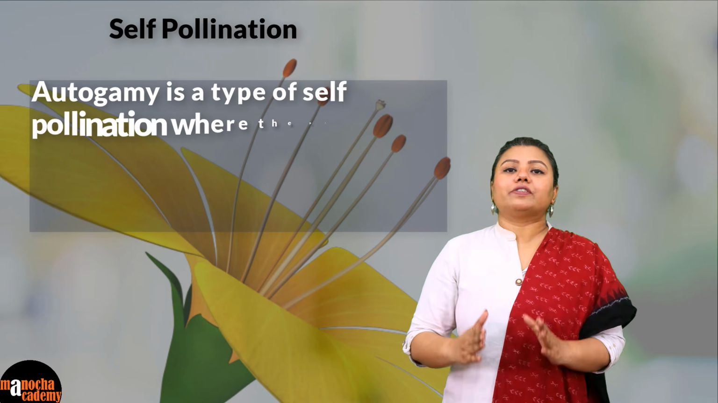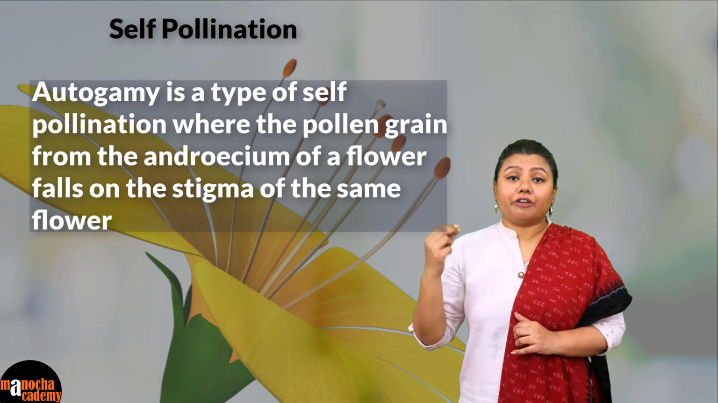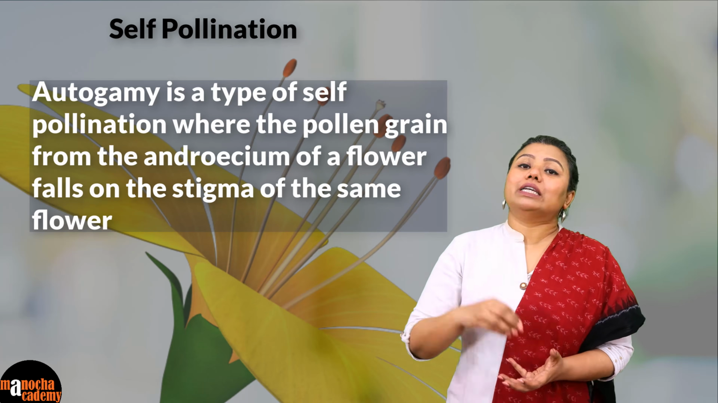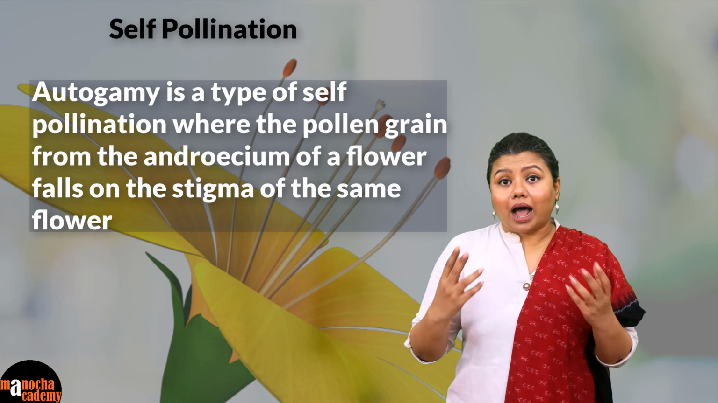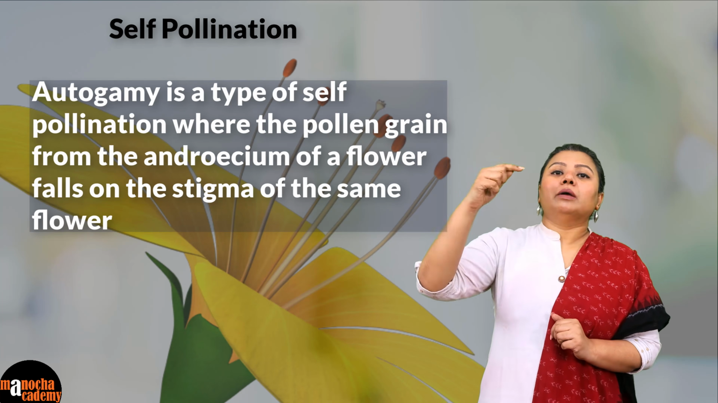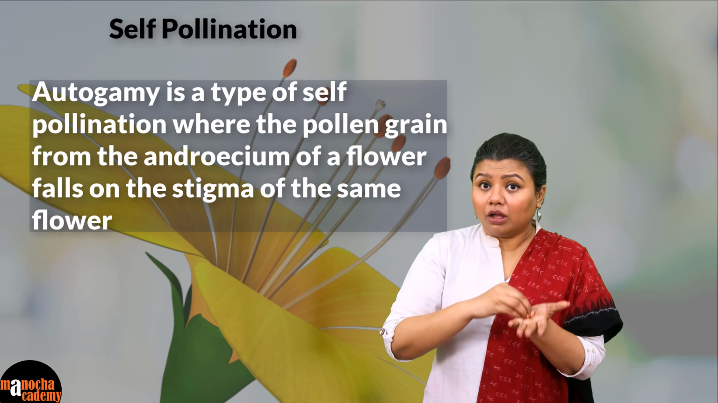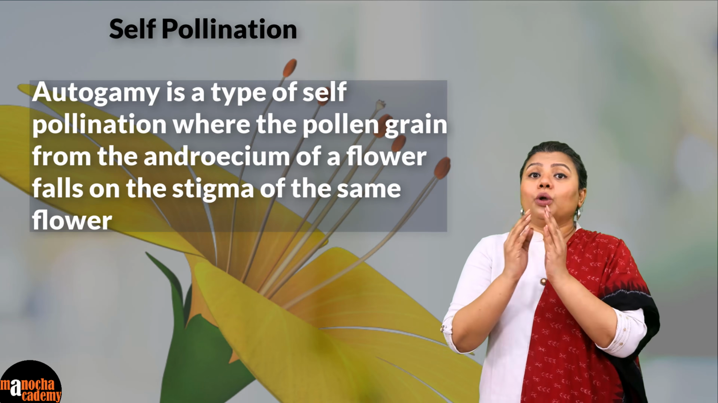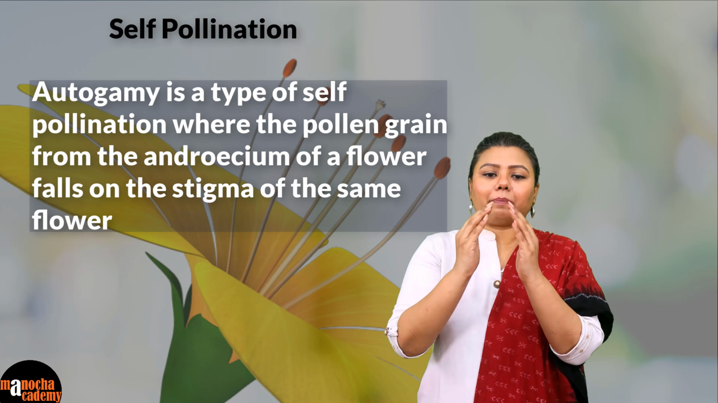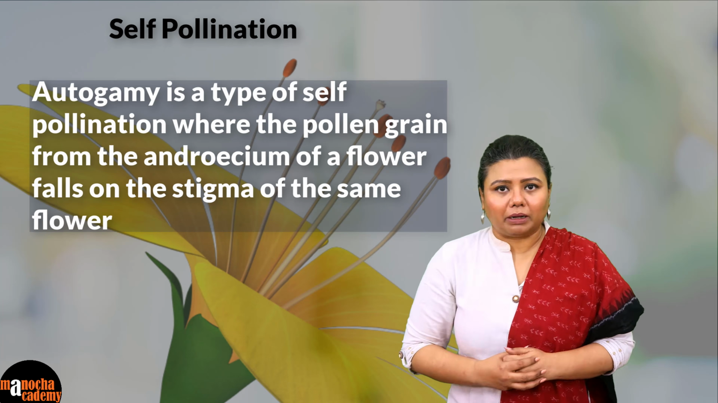Autogamy is a type of self-pollination where the pollen grain from the androecium of a flower falls on the stigma of the same flower. How? One, when the flower blooms and the male part, that is the androecium, bends to drop the pollen on the stigma of the same flower. Or 2, where the flower does not bloom, so the androecium and gynoecium are trapped inside the flower and automatically the pollen grain drops on the stigma.